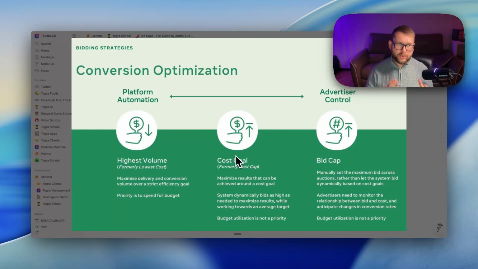And cost caps is a semi-automatic bidding campaign, and on this diagram, it's closer to the highest volume campaign, to the automatic bidding. Why? Because the bid is not fixed. Meta can adjust the bid above or below the cap depending on past performance. That's why on some days cost caps can overspend.